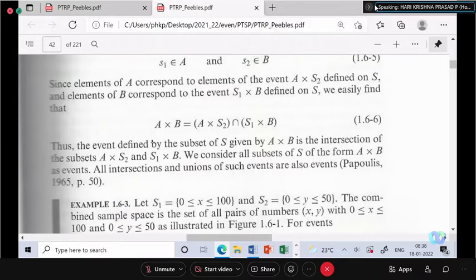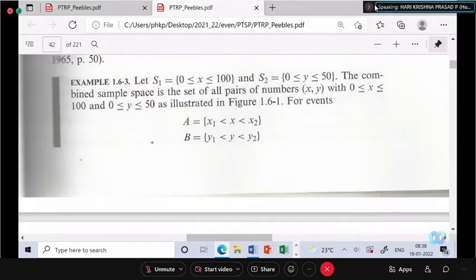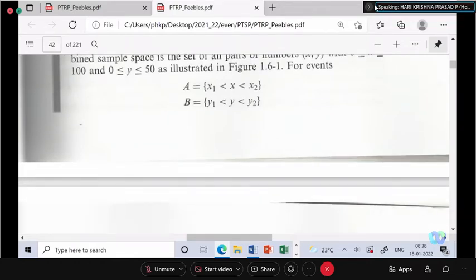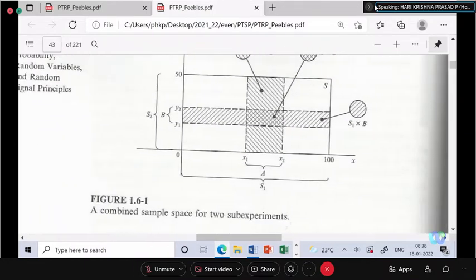In other words, consider points of A along with points of S2. Let us see in the form of a figure. Yes. So A is defined as an event where the element takes values from x1 to x2. B is defined as an event where the y coordinate is taking values from y1 to y2. So A is on the x-axis, B is on the y-axis. A is bounded by x1, x2, B is bounded by y1, y2. This is what in the previous class we were discussing.